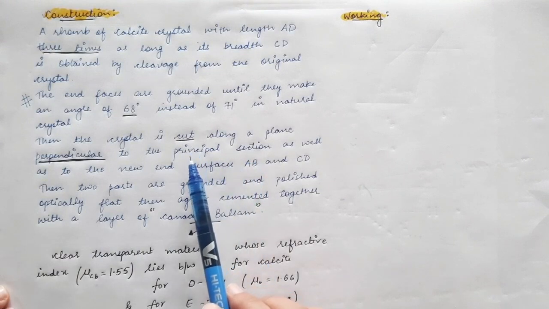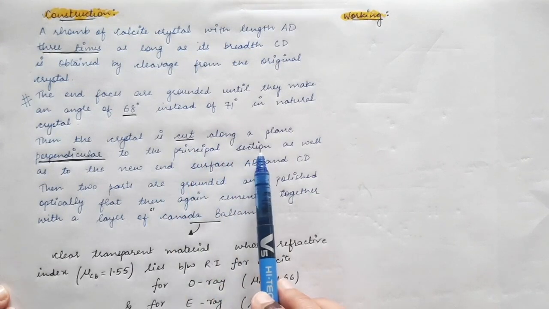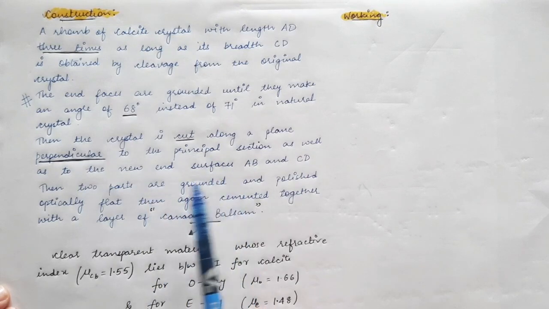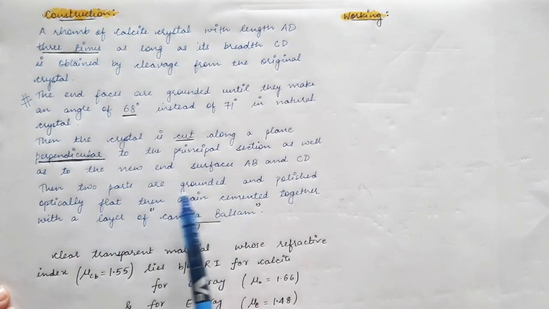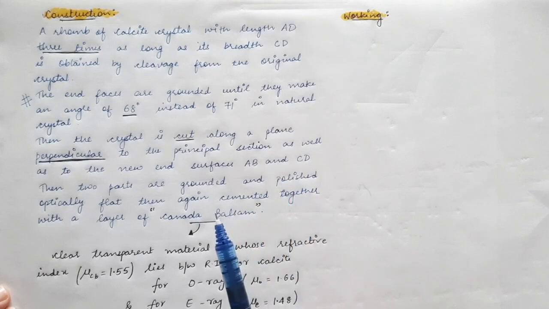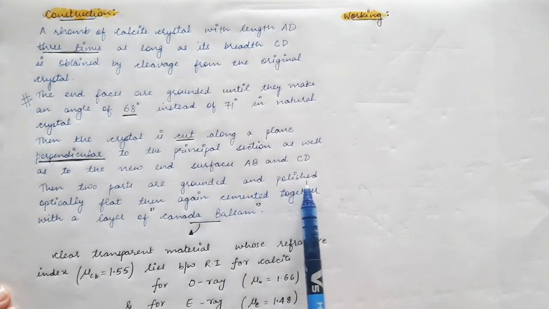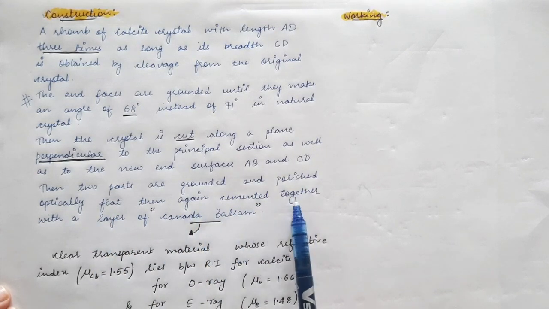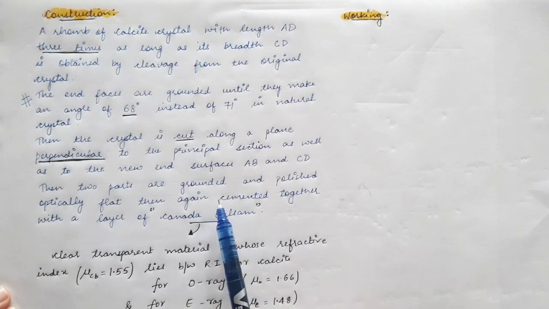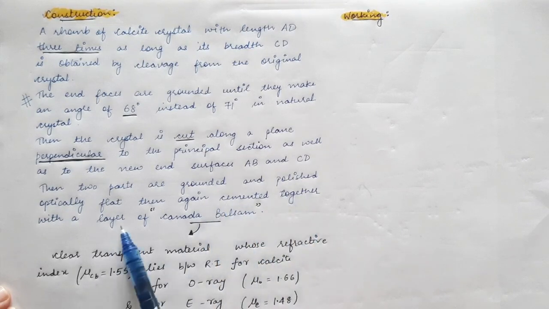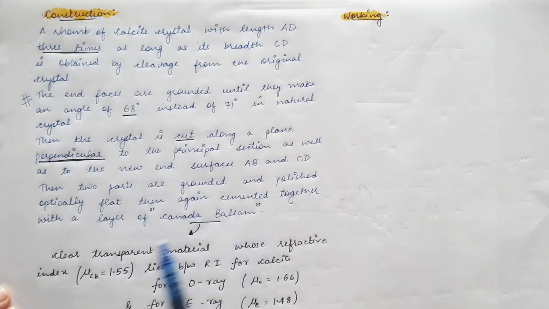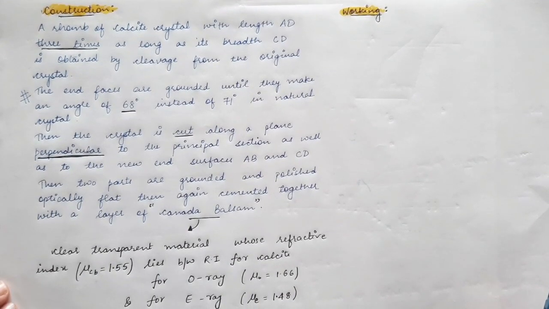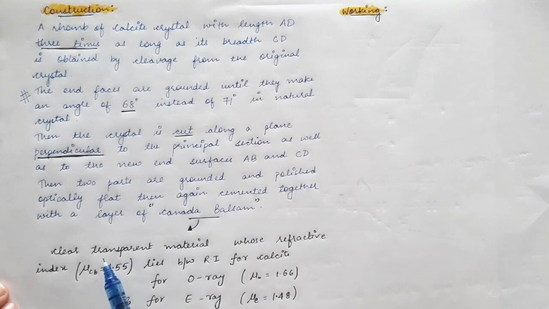The crystal is cut along a plane which is perpendicular to the principal section as well as to the new end surfaces. Now these two parts of the crystal are ground and polished. The two portions of the crystal that we get, we grind them and polish them and make them optically flat, and again we cement them together with a layer of Canada balsam. Now this Canada balsam is a clear transparent material and it is not a birefringent material. Only the calcite is a birefringent material here.